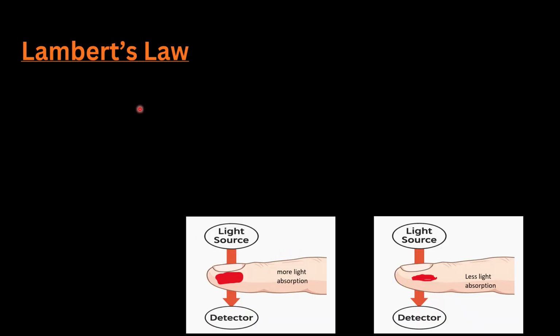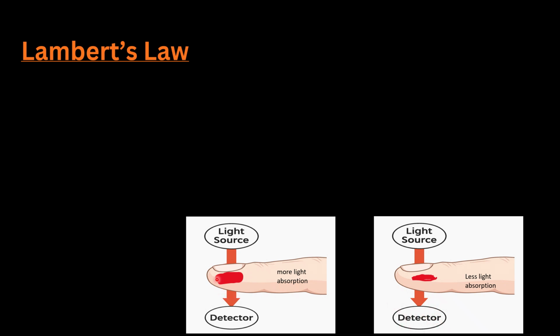Next is Lambert's law. Lambert's law states that equal thickness of a material absorbs an equal amount of light. So that means a thicker material absorbs more light and less light is transmitted, whereas a thinner material absorbs less light and more light is detected.